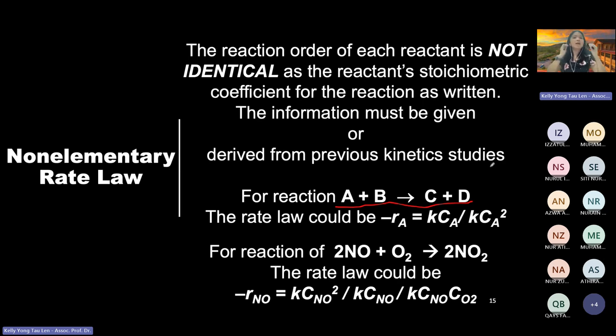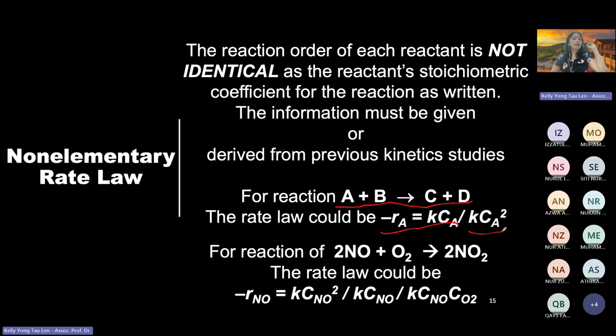For example, let's say I write in the test, the reaction is first order with respect to A. So you just write minus RA equals to KCA. Let's say I say the reaction is second order with respect to A, minus RA equals to KCA kuasa 2. Or I say the reaction is first order with respect to B, minus RA equals to KCB. So maksudnya non-elementary information tu diberi.